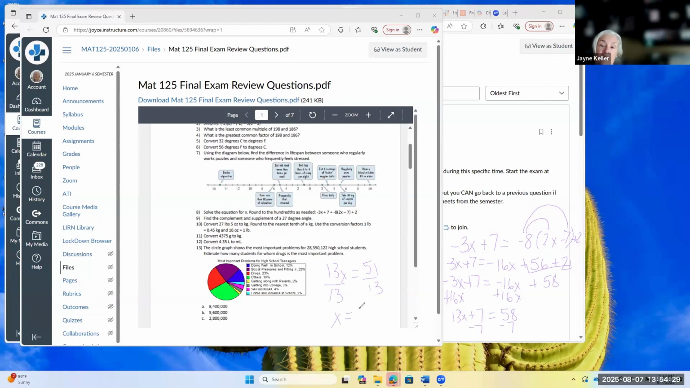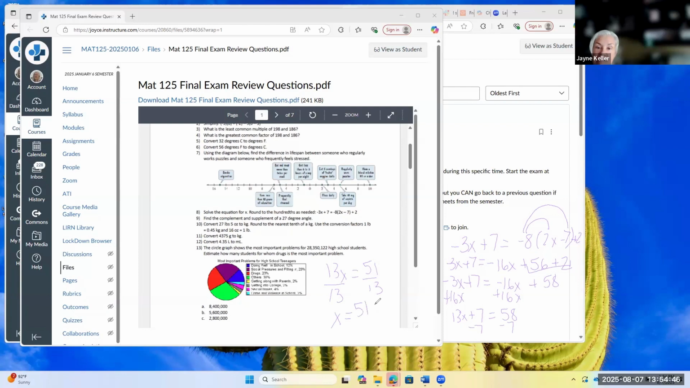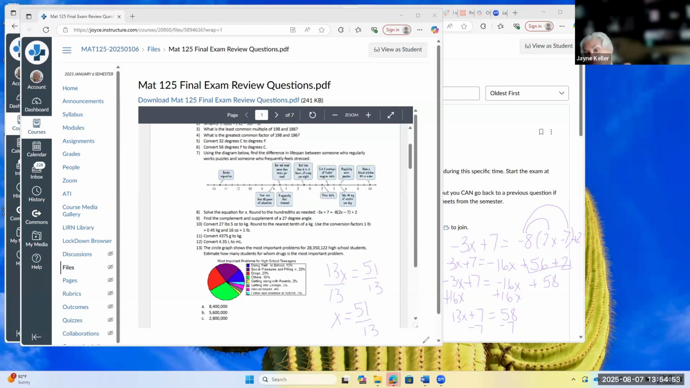And then 51 divided by 13 is, doesn't go in evenly, does it? No. That's why I wasn't sure if in the exam we needed to know. You can leave it like this. That's a perfectly good answer, 51 over 13. It doesn't simplify. You could write it as a mixed number, but if it doesn't ask you to, then this is just as good as a mixed number.